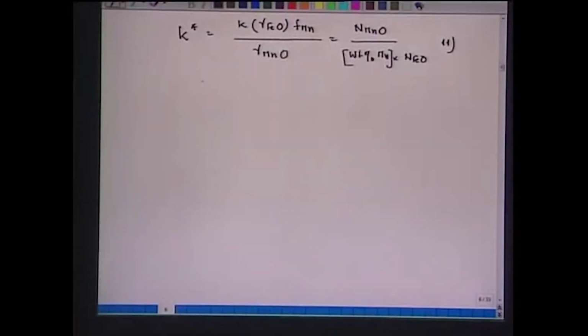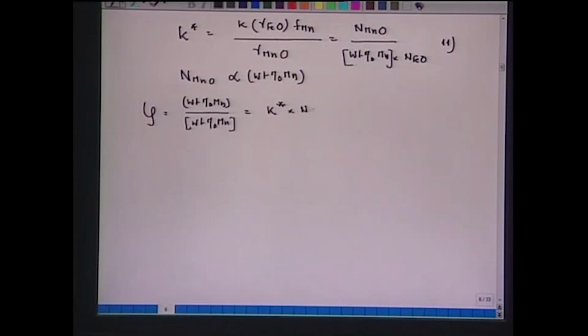Now, we write N MnO is approximately proportional to weight% manganese in slag. Then we can write psi, which is the coefficient of distribution of manganese between slag and metal, equal to weight% manganese in slag upon weight% manganese in metal, that comes out to be equal to K star into N FeO. This tells about the distribution coefficient of manganese in the iron-manganese equilibrium system. This is equation number 12.